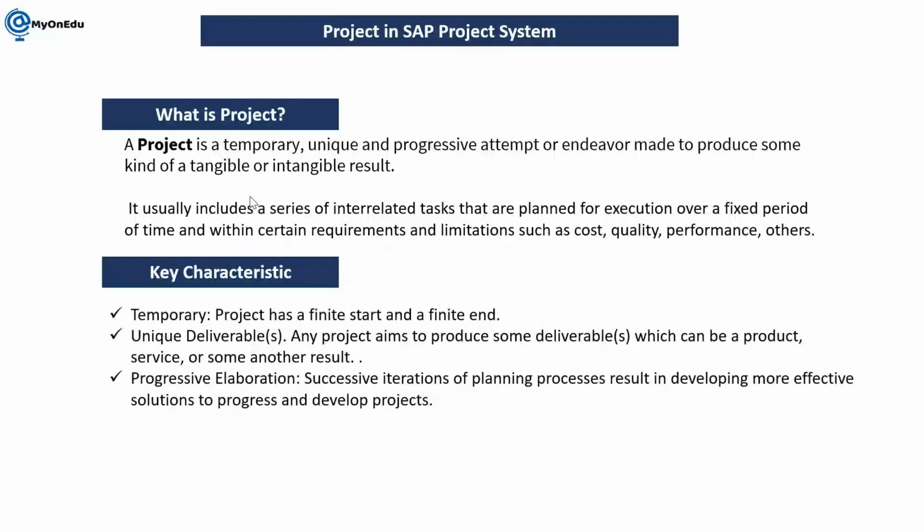For example, in my case, each transformer is unique. When we are managing serialization, whenever any product is produced, every product will have its own serial number with reference to your material master. So there is a business process available in ERP where each product is identified with a serial number. Here we have a unique deliverable, and progressive elaboration: successive iteration of the planning process results in developing a more effective solution to progress and develop projects. So you are performing multiple interrelated activities here.